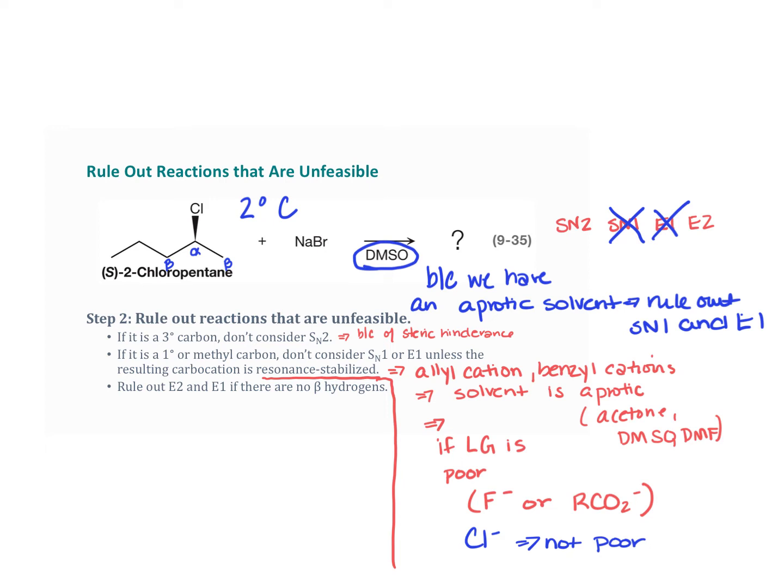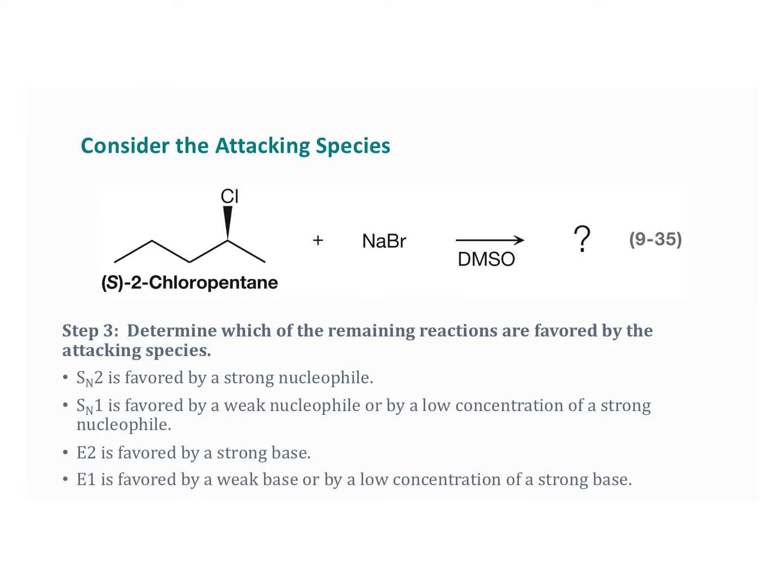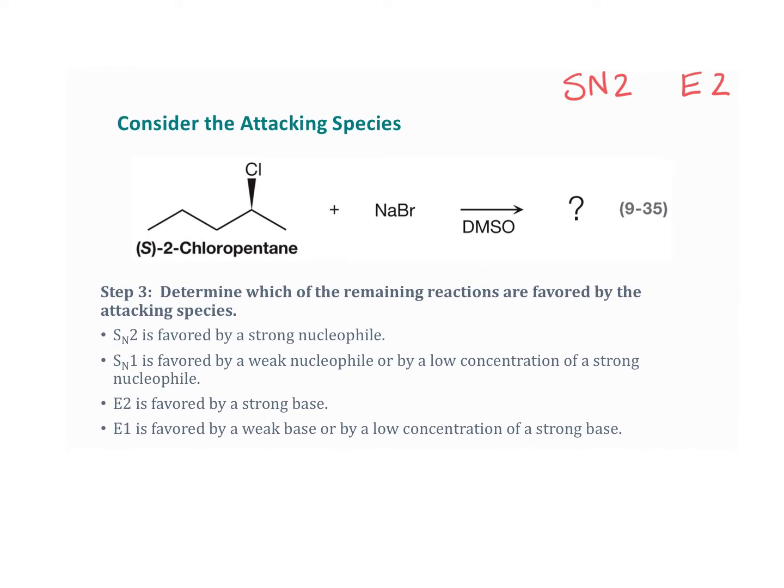So we're going to go to step 3 next, and we're going to determine whether the remaining reactions are favored by the attacking species. So let's see. We've got SN2 and E2. Okay, so we've narrowed it down to these two. This is either going to be an SN2 or an E2. And so here is step 3. These are all the things that you need to evaluate each time, okay?